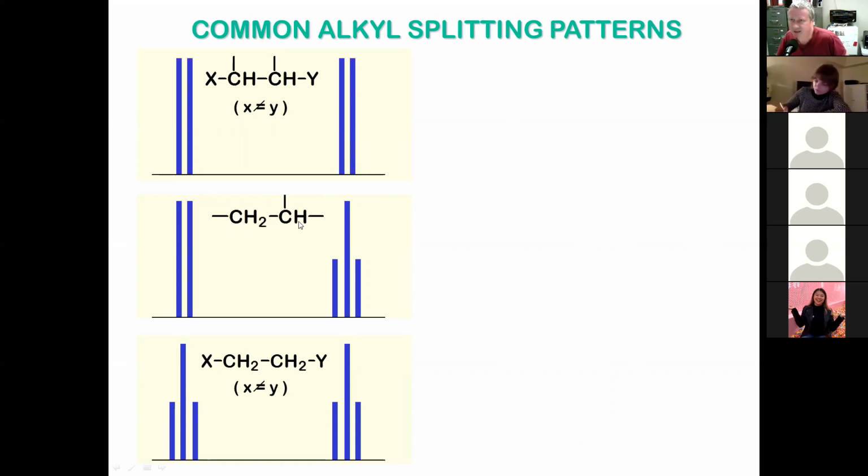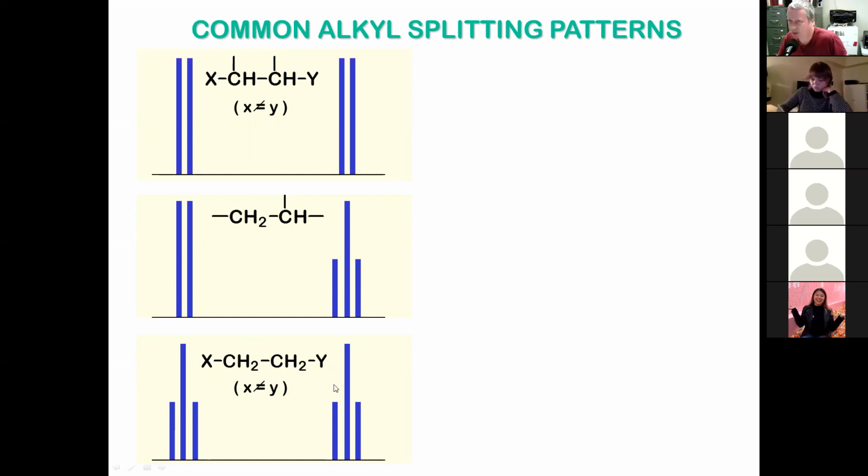What about a CH2 next to a CH? Well, the CH2 has how many neighbors? 1, right? So the CH2 is going to be a doublet because there's one neighbor. What about the CH? It's got 2 neighbors, right? 2 plus 1. Ah, it's a triplet, okay? It's the number of neighbors plus 1. That's the rule.